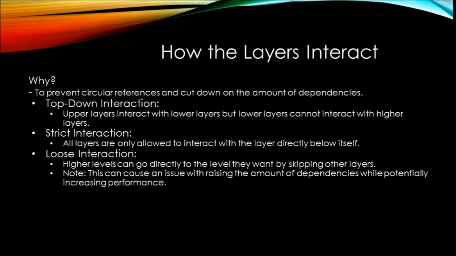And then the last one is a loose interaction that says higher levels can go directly to the level they want by skipping over other layers. It's important to note that this can cause an issue with raising the amount of dependencies while potentially increasing performance. So you have to trade off with either one in order to have a loose interaction work. But overall, interacting layers need to be consistent so that a particular model, whichever one you use, can go into the system or the application and ensure that the functionality is going to be consistent.